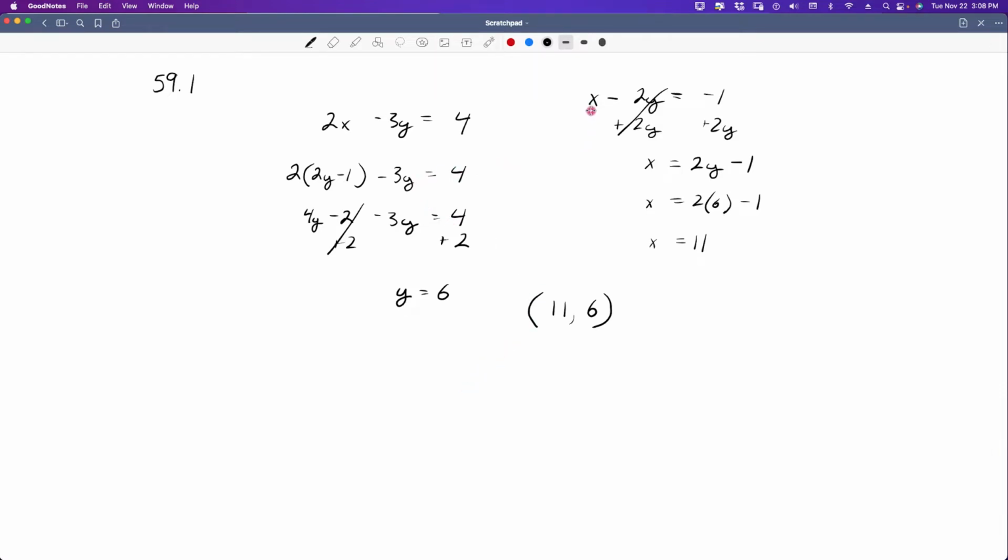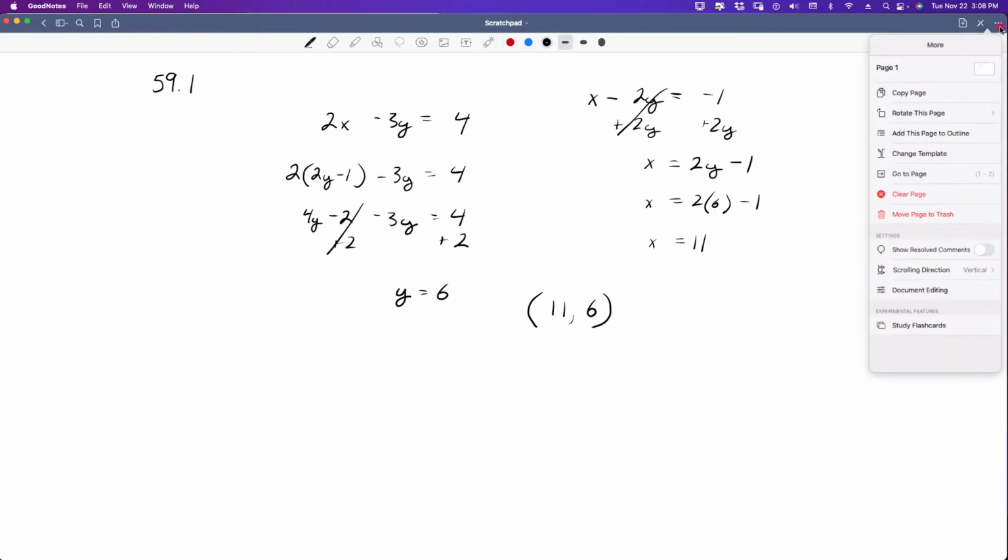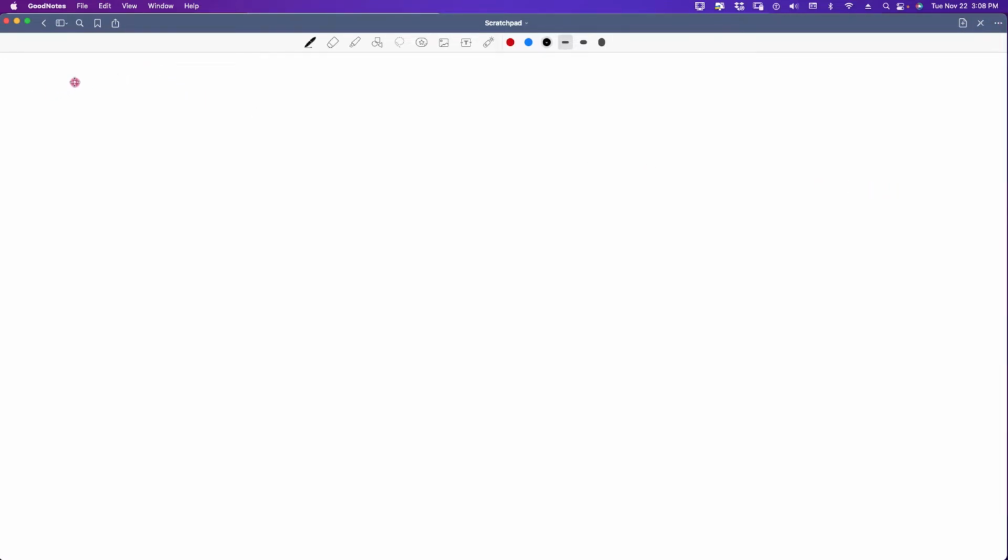See where you have that variable all by itself, and then you can subtract everything from that side to get it alone. So let's try another one. 59.2. All right, and let's see. This system of equations says 2x minus y equals 10. And I think I'm going to write these already separate so it's easier to solve. The second one says 4x minus 3y is equal to 16.